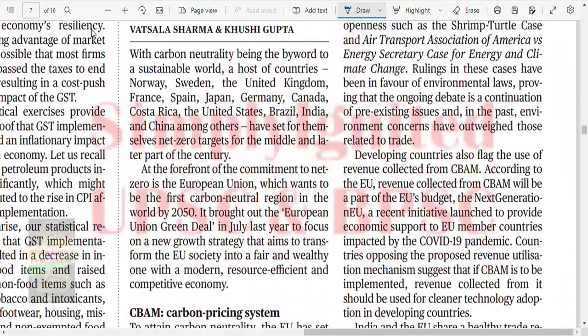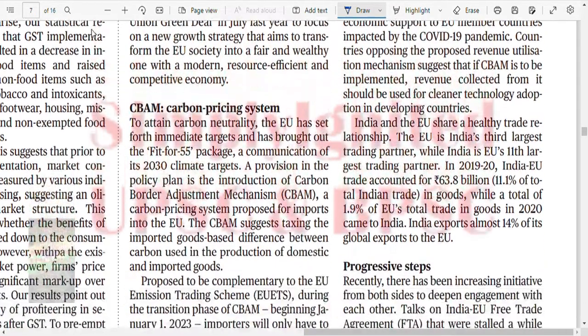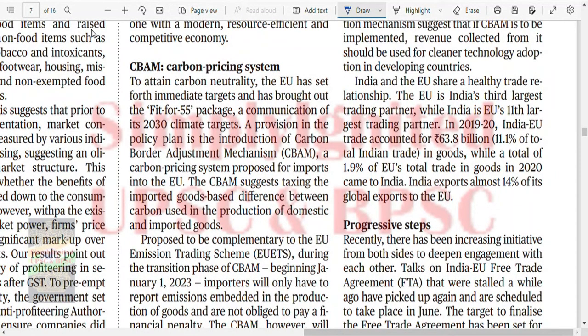With carbon neutrality being the byword for a sustainable world, a host of countries, Norway, Sweden, United Kingdom and others, have set themselves net zero targets for the middle or latter part of the century. At the forefront of the commitment to net zero is the EU, which wants to be the first carbon neutral region in the world by 2050. It brought out the European Union Green Deal, CBAM, a carbon pricing system, to attain carbon neutrality. The EU has set up targets under the Fit for 55 package, a communication on the 2030 climate target. The provision for policy is the introduction of the carbon border adjustment mechanism.